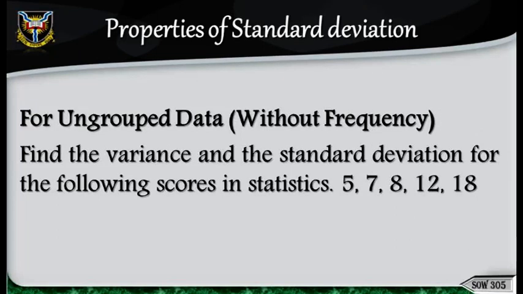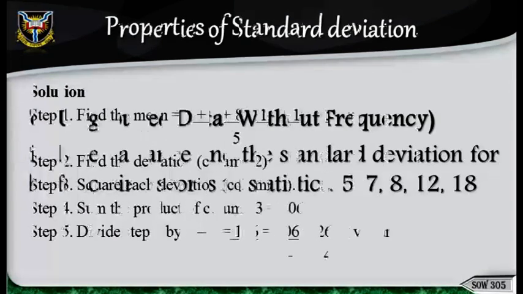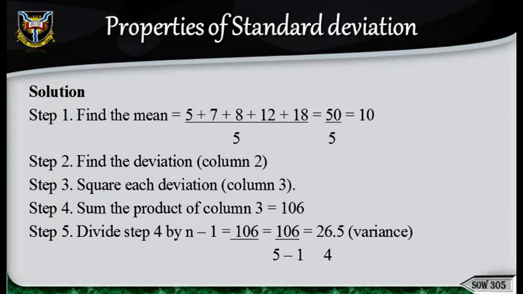1. For ungrouped data without frequency. Find the variance and the standard deviation for the following scores in statistics: 5, 7, 8, 12, 18. Solution. Step 1. Find the mean, equals 5 plus 7 plus 8 plus 12 plus 18 divided by 5, equals 50 divided by 5, equals 10.